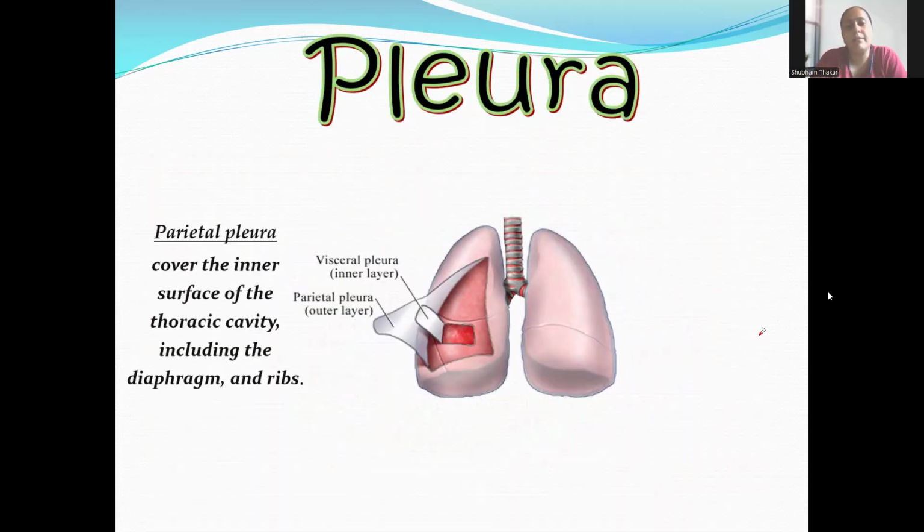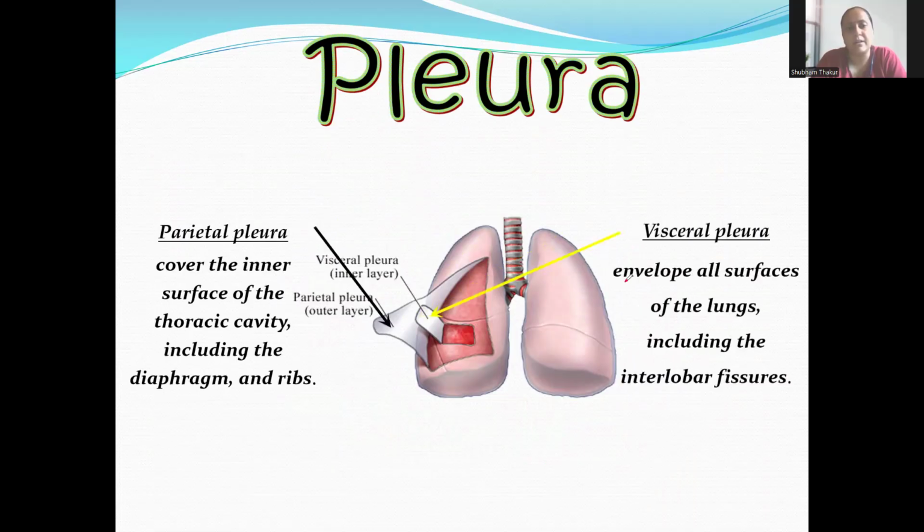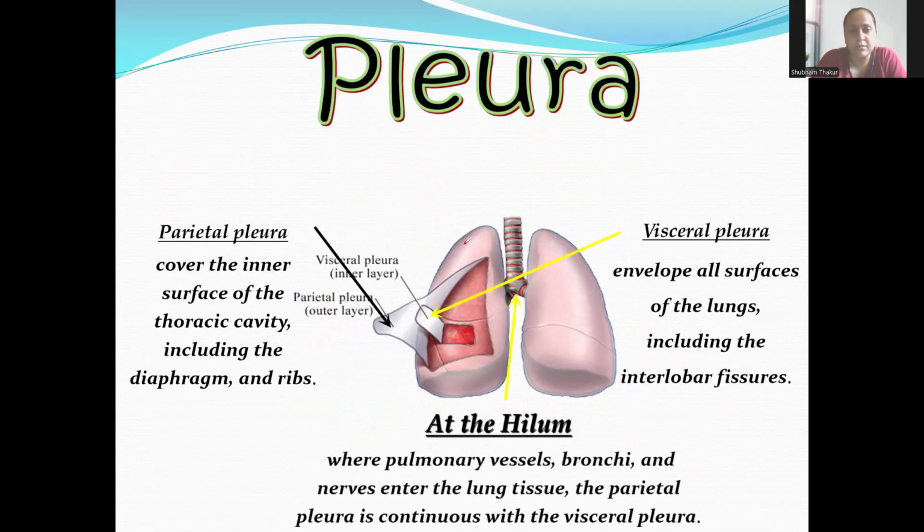So here the right lung is there, the left lung is there. That first covering is your parietal pleura, that is your outer layer. Here another layer is present, that is the visceral pleura, that is the inner layer, that envelops all the surfaces of the lungs, including the interlobular fissures.